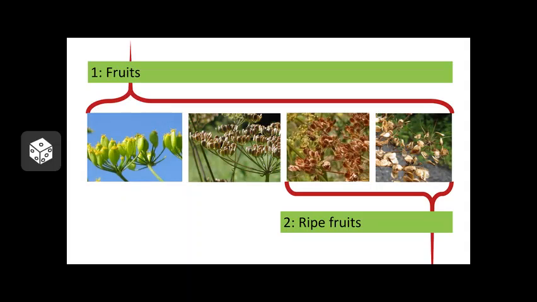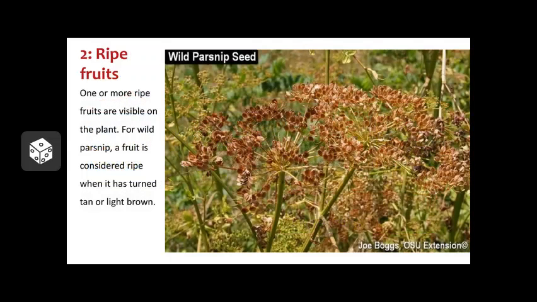Only after the fruit's phenophase begins can the ripe fruit's phenophase begin. It is important to note that these 2 phenophases do overlap, and they end at the same time, similar to the flower phenophases of wild parsnip. The ripe fruits phenophase is defined as when one or more ripe fruits are visible on the plant. For wild parsnip, a fruit is considered ripe when it has turned tan or light brown. An example of this phenophase is shown in the image on the right.